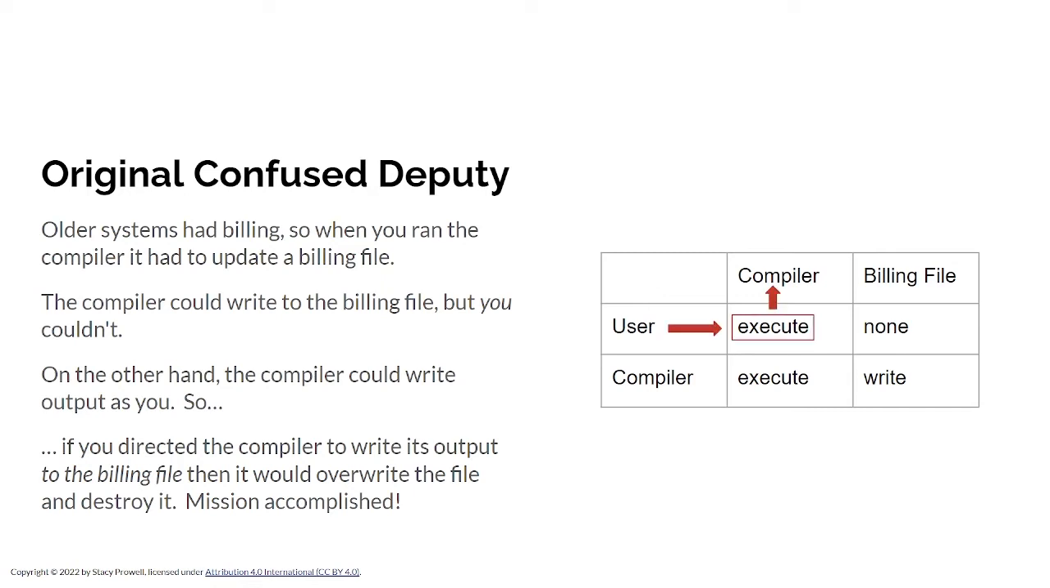What happened? Well, the user can execute the compiler. The compiler can write the billing file. And so what we wind up with is the user has tricked the compiler as its deputy into overwriting the billing file on its behalf. It overwrites the billing file with, let's say, the output from your compile, which is gibberish in terms of billing, and the billing file is destroyed. No one can prove that you actually used any computing time. Mission accomplished, right? This ticks off a lot of boxes.